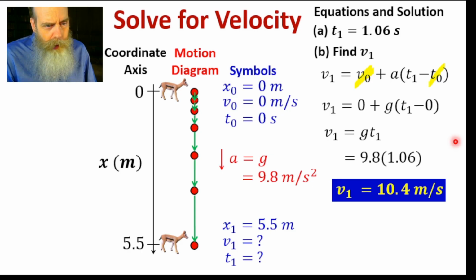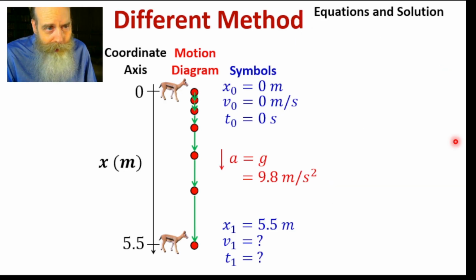But when we're working with the kinematic equations, there's usually more than one way to solve the problem. So I'm going to show you another way that we could have solved this problem. A different method. Let's find v1 first, and then find t1. So we're going to start with part B and then find part A. You don't have to answer the questions in the order that they give you in the question. Just answer the question in the order that works.